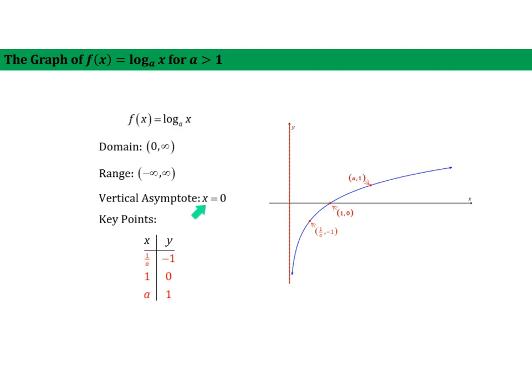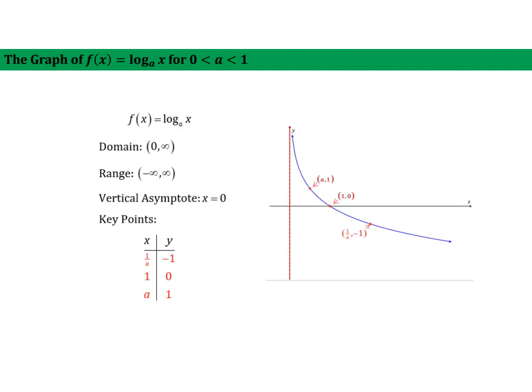Our vertical asymptote is x equals 0, and it can shift based upon transformations that may occur. The domain is going to be x is positive for our parent function, and the range is all real numbers. If a is between 0 and 1, our function is decreasing. Everything remains the same as before, except the location of the points in relation to one another is changing. The same key points still exist.